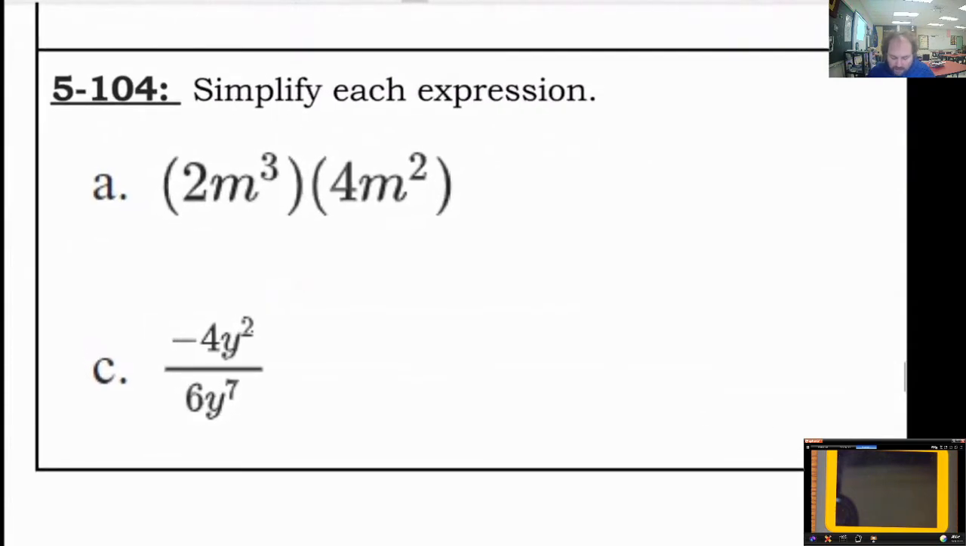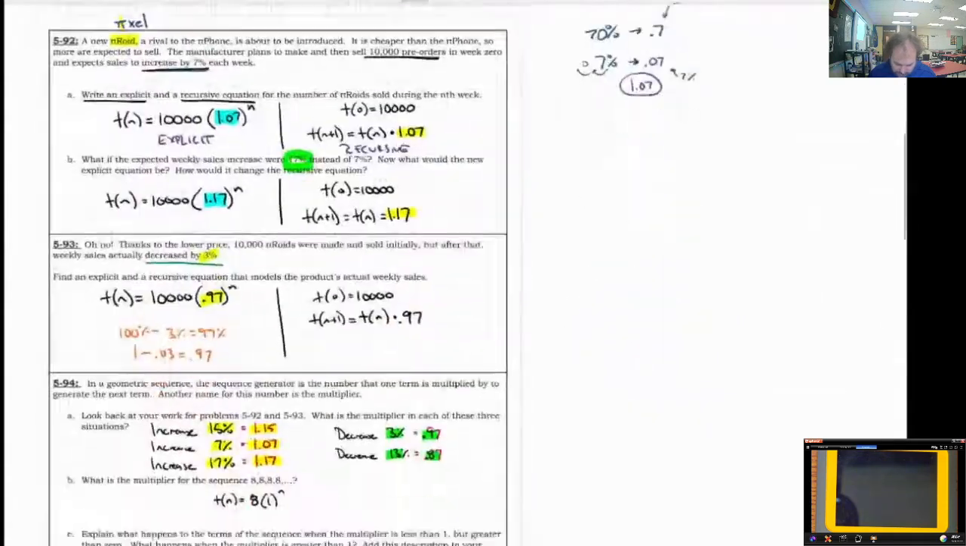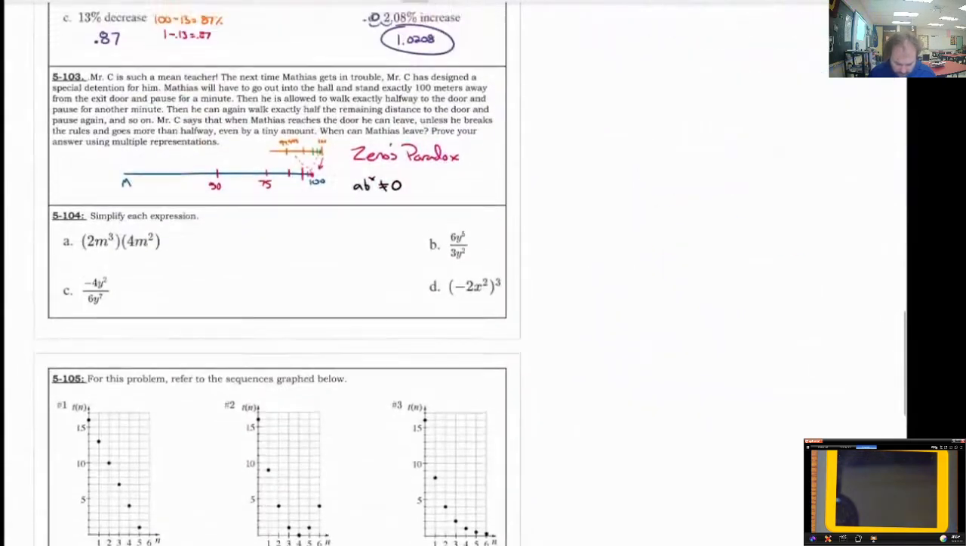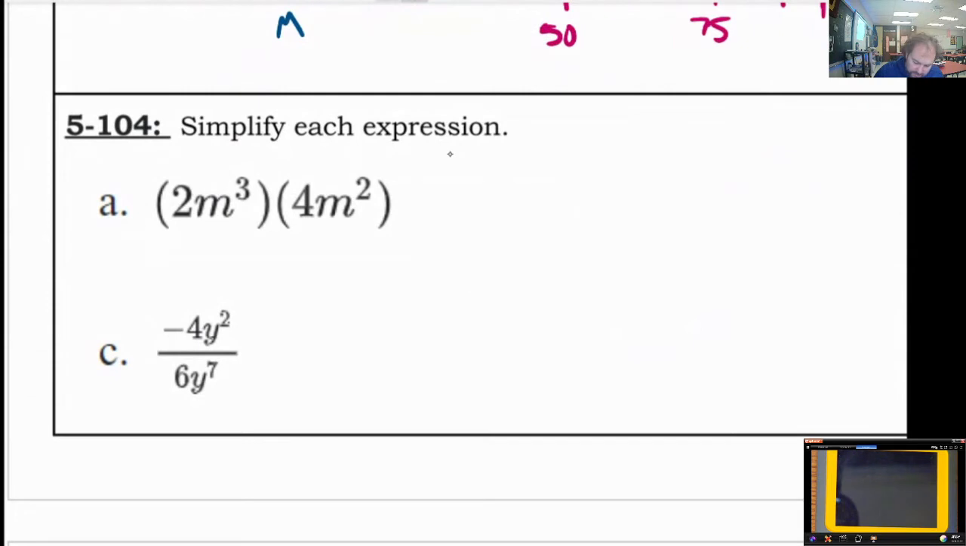We actually had a checkpoint quiz over this already, but we're going back in time to review it because it's important to keep it in the forefront of your brain. Let's let my tablet figure out what it wants to be right now. For this first question, let's deal with the numbers first. 2 times 4 gives you 8. And m to the third times m squared gives you m to the 5th power. We're going to combine those together.